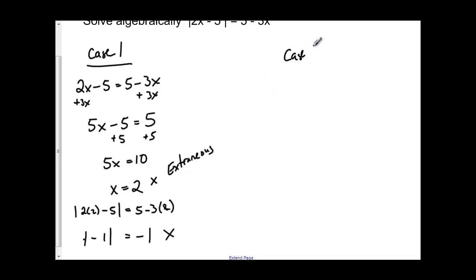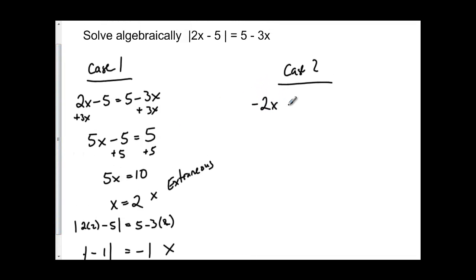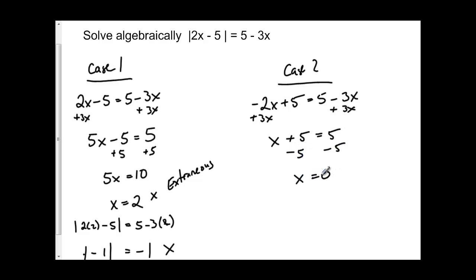For case 2, I'm going to change it to its opposite. So I get negative 2x plus 5 equals 5 minus 3x. So I'm going to add 3x again to both sides, and I get x plus 5 equals 5. When I subtract 5 from both sides, I get x equals 0.